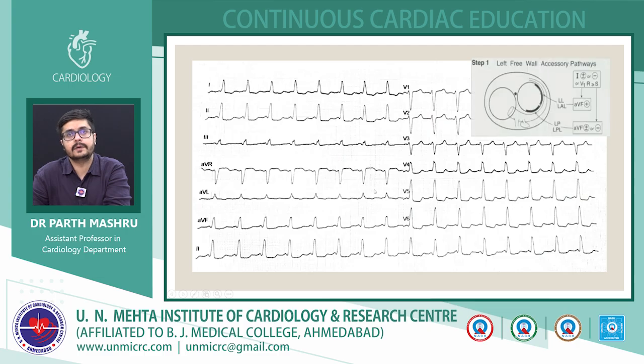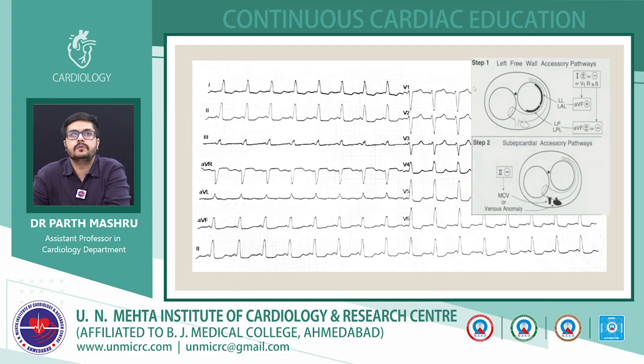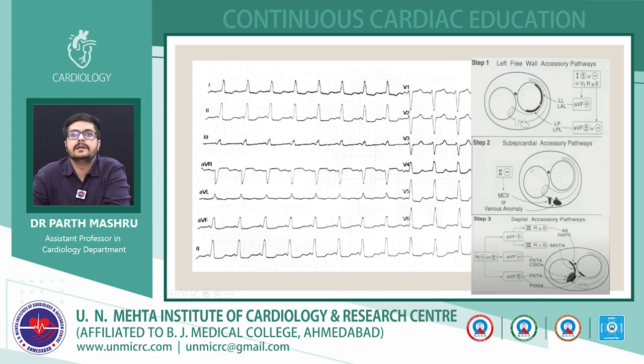So if you apply the algorithm, step 1 is ruled out, because lead 1 is positive, it is not biphasic or negative. Step 2, is lead 2 negative or not? Lead 2 is not negative, so it is not a subepicardial accessory pathway as well. And then if you see step 3, here you can see that V1 is biphasic, so we can move on to the next step and see AVF.